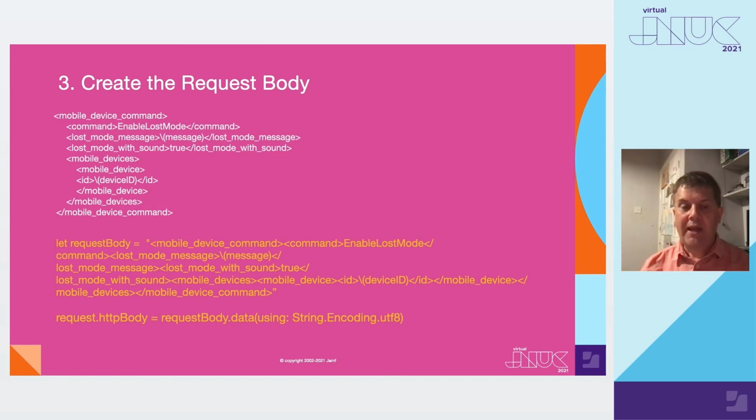So we can just create that as one string. Okay, so we've got one string, and we can substitute into that the message, or the Boolean for true or false for the sound, and also the ID. Okay, and then once we create that XML, we can encode it as a data object, and we pass it to the httpBody on our request. So now when the request gets executed, it's going to upload that XML to the Jamf Pro instance.